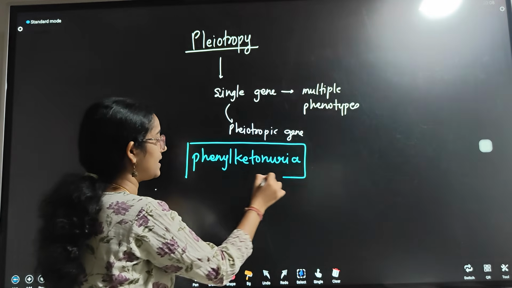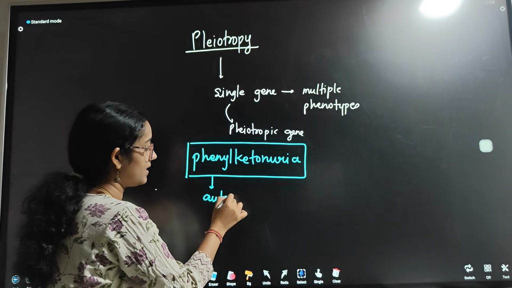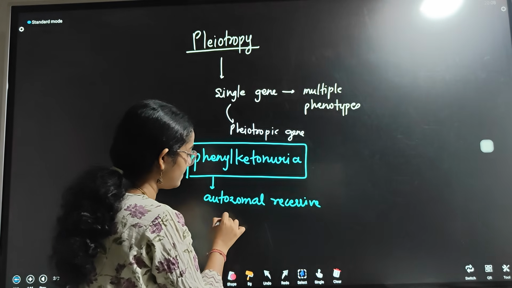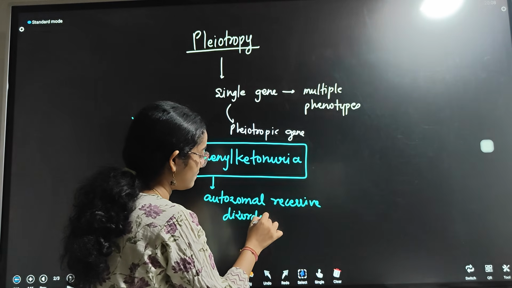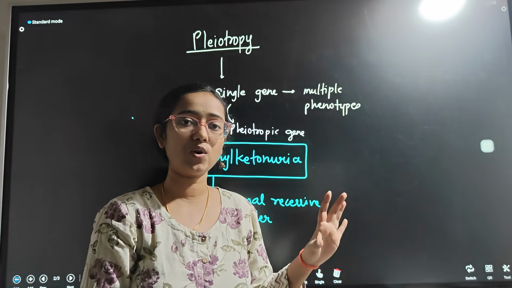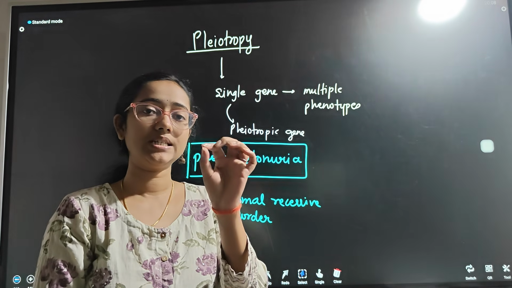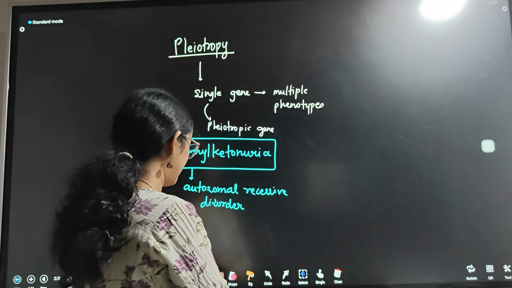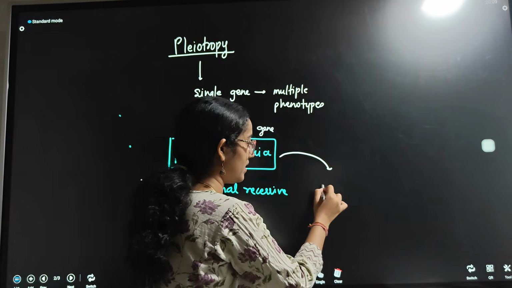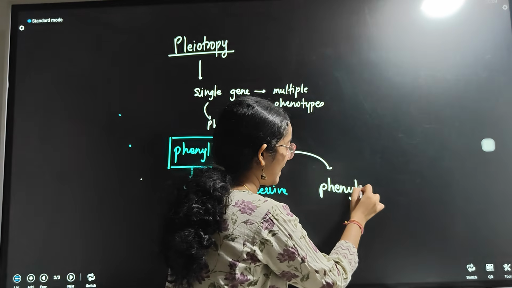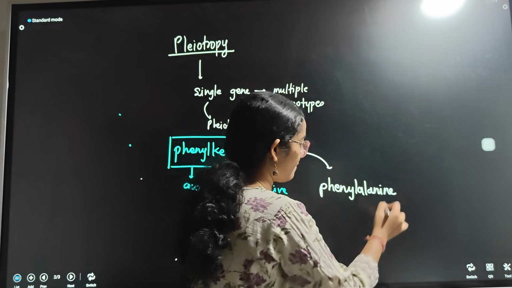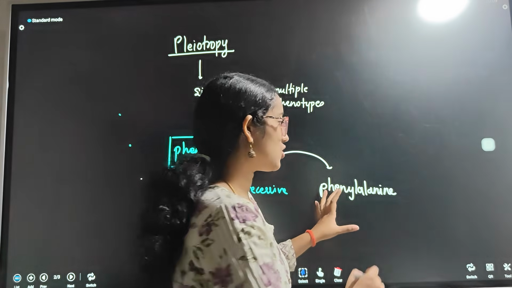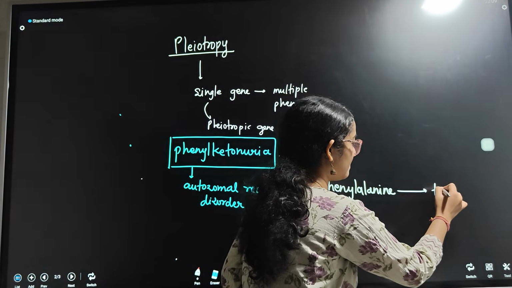What is phenylketonuria? It is an autosomal recessive disorder. Basically, it's a genetic disorder which is caused because of a single gene mutation. Now, what happens in phenylketonuria? First, let's understand the normal phenomenon. Phenylalanine is one of the aromatic amino acids. This amino acid has to be converted to tyrosine.